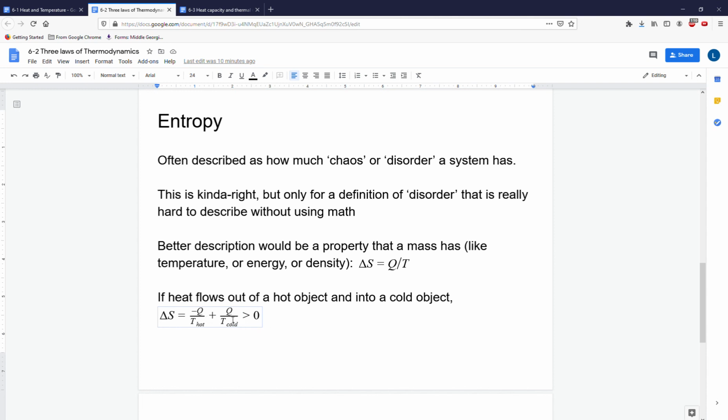So yes, heat can flow out of a hot system and into a cold system. But the reverse is not true. If we make Q negative here and positive here, then we would get a value that is less than 0, which would mean entropy is decreasing. So heat flowing from cold to hot involves a negative change in entropy.